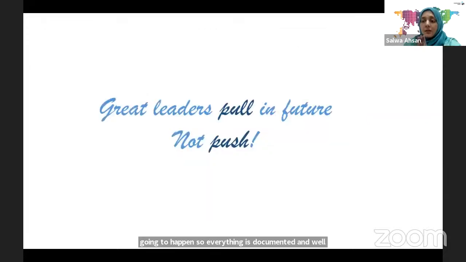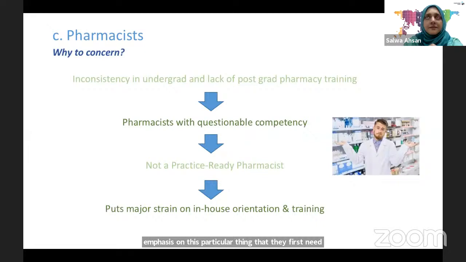Next. We truly believe that great leaders pull the future, not push. The leaders are the preceptors and the practicing pharmacists. Unless we get them better, they are not going to develop the residents, interns, and undergrads in a better way. So we put a lot of emphasis on the idea that they first need to be trained in a better manner. Next, please.